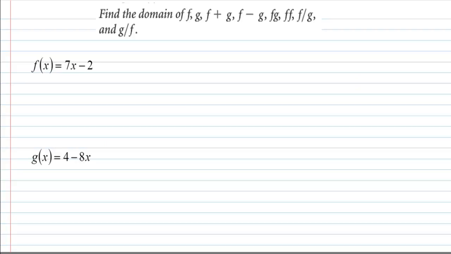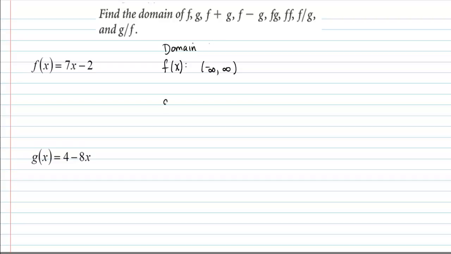So let's find the domain of f, g, the sum, difference, product, and quotient of the two functions. First, I have a function f of x is equal to 7x minus 2, and g of x is equal to 4 minus 8x. Now remember, the domain of any function is all real numbers unless the variable is located underneath the square root or located in the denominator. Therefore, if I'm looking for the domain of f, and I notice that the variable is not located in the denominator, then my domain is going to be all real numbers, which can be rewritten as negative infinity to infinity.